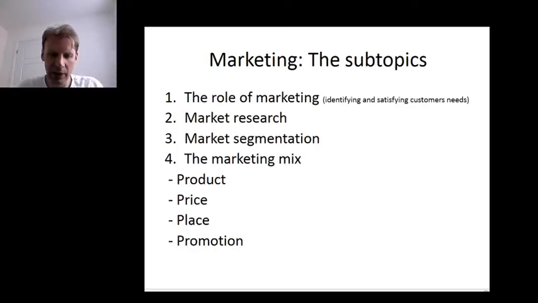That doesn't mean that the business has to have a brilliant product at a really high price and have a whole range of ways of getting the product to the consumer and promoting the product with many different methods. It simply means that whatever the product is, the price and how it's distributed to the customer and how it's promoted, it should all complement itself. So we'll talk a bit more about that.